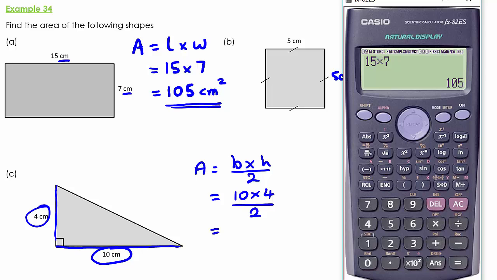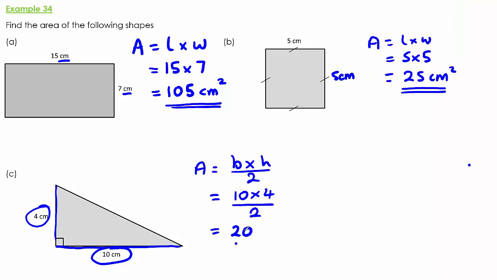But if you do it on your calculator, you can make it look exactly like this by using the fraction template button and do 10 times 4 over 2 like that. And you can see it's 20. And again, all the lengths were centimeters, so it's square centimeters.